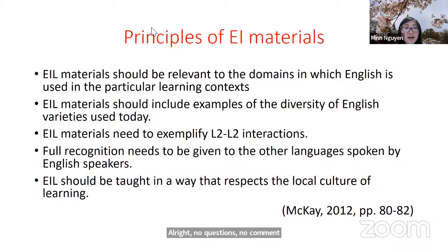All right, so remember the principles here, because we are going to look at different sets of textbooks to see to what extent they actually meet those criteria, okay?